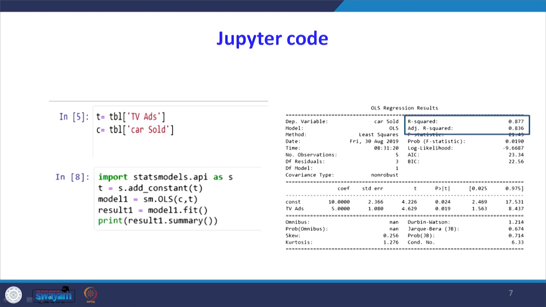In the Python output you see that the R square is 0.877. The meaning of that is 87.7 percent of the variability of cars sold can be explained with the help of the number of TV ads, that is our independent variable.